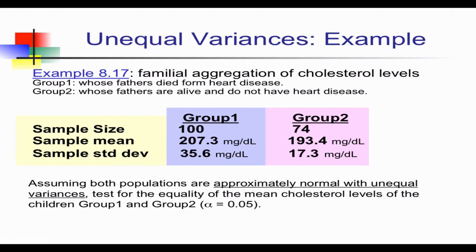And suppose for some reason that you do not want to assume that the two populations have the same variance. Group 1 is the family with a father who died of heart disease. And group 2 is a family with a father who is alive and does not have heart disease. And suppose you want to test the mean cholesterol level of the two groups at alpha equals 0.05.